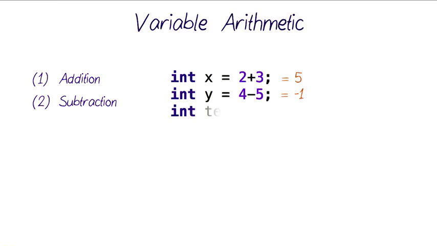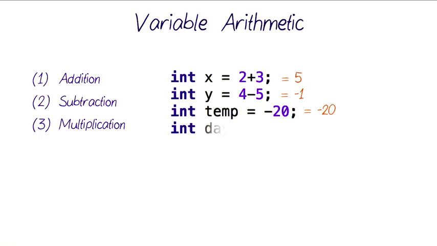You can even write negative numbers directly, like integer temp equals -20. This would store the value -20 into the variable temp. For multiplication, you can use this asterisk sign. That's usually Shift 8 on your keyboard. So this would multiply 7 by 4 and store the value 28 in the variable days.